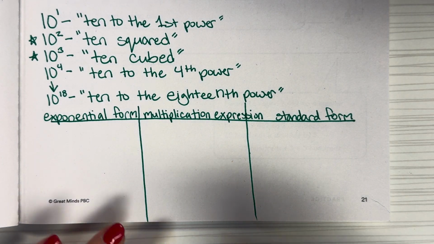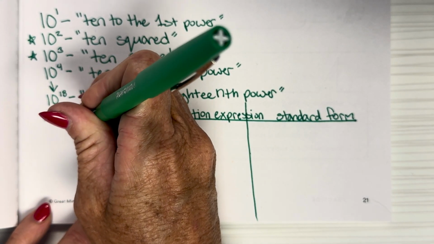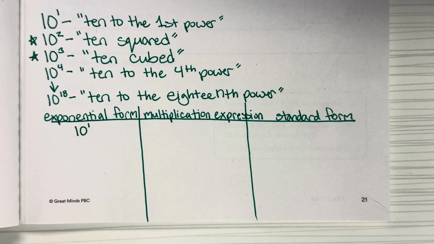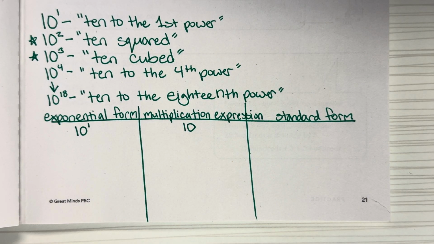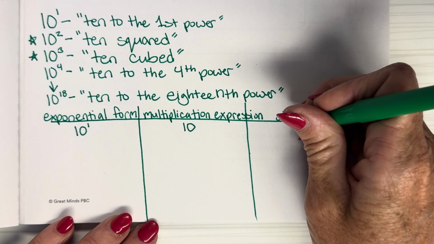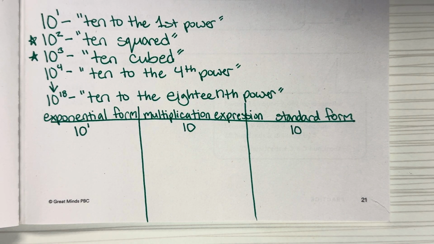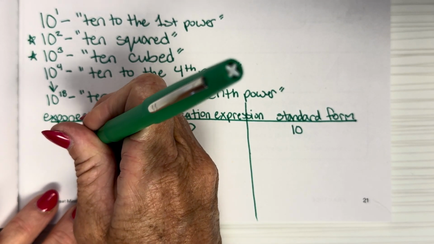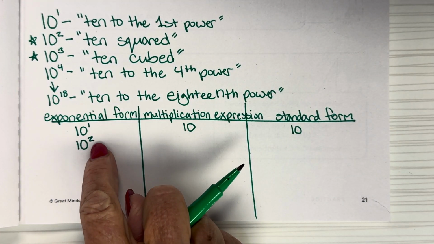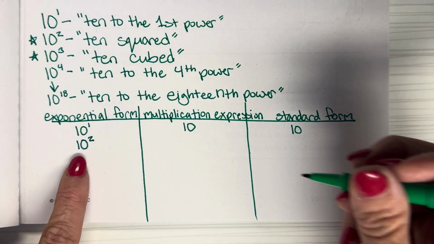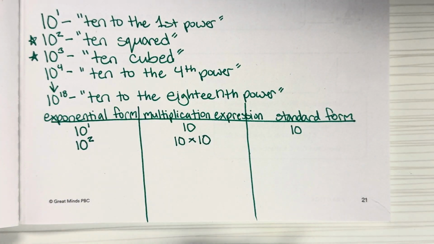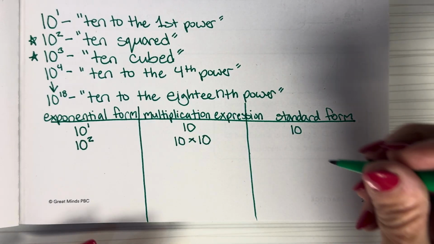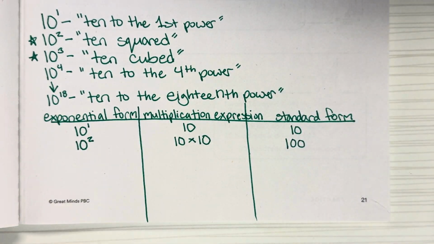So if we have a 10 base with an exponent 1, that means I'm going to be multiplying 10s, but I'm only going to have one of them, which means my answer or my standard form is only 10. If I have a base with an exponent 2, which is 10 squared, that means I'm multiplying 10s, and the 2 means I have 2 of them, which if I solve 10 times 10, my answer or my standard form is 100.